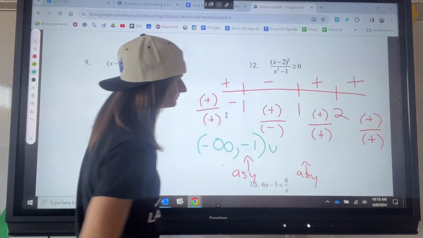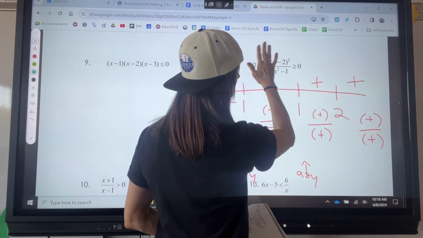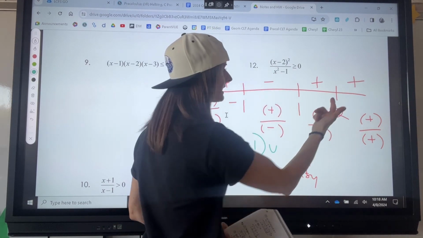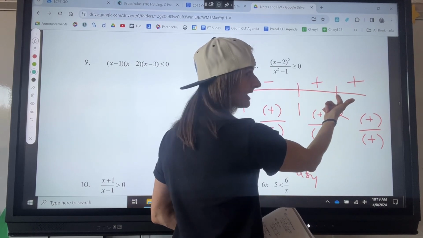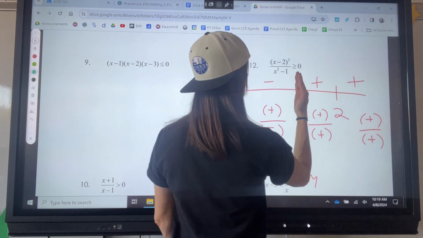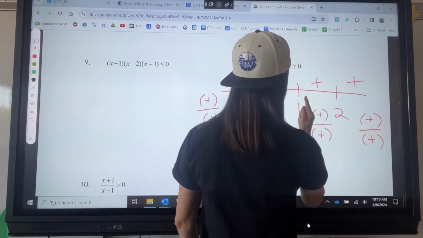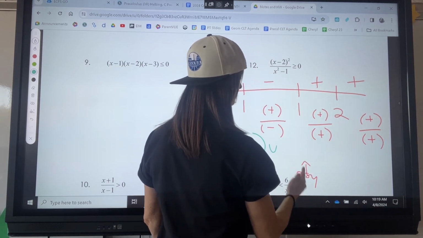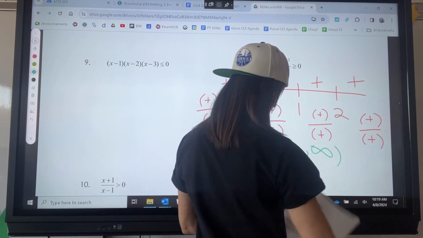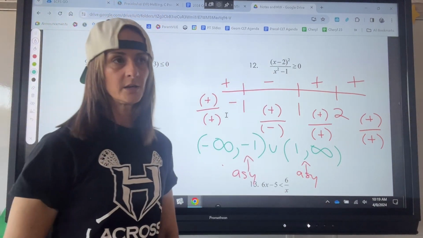Union with. Now we've got 2 intervals here, but this is asking where is the graph greater than or equal to 0. So we're going to include that 2 because that 2 is not an asymptote. It's a 0. So we can go from 1, including the 2, all the way to infinity. But we're not going to include this 1 because it's an asymptote. So that's going to go from 1 to infinity. Any questions?